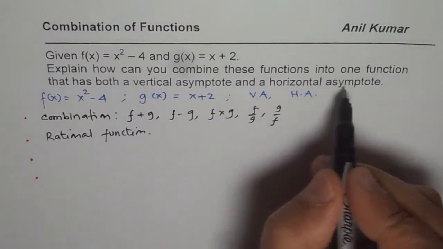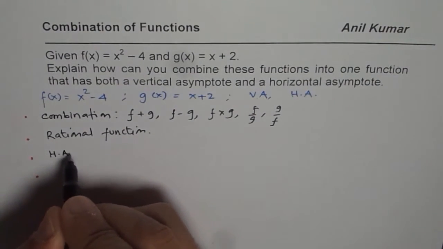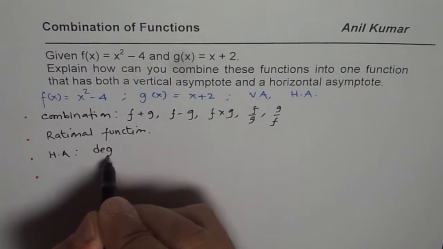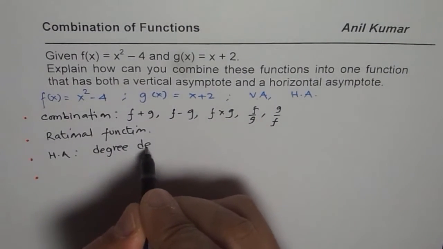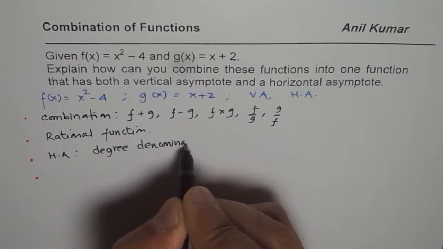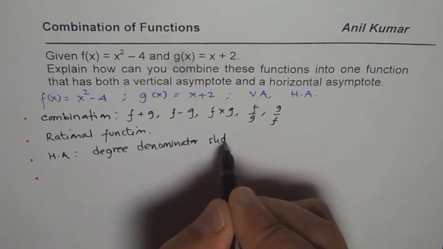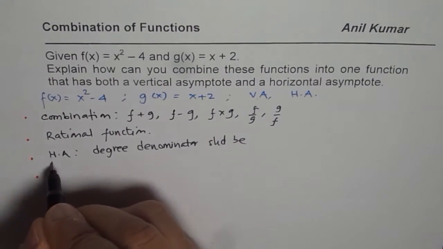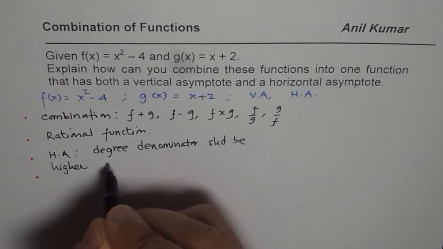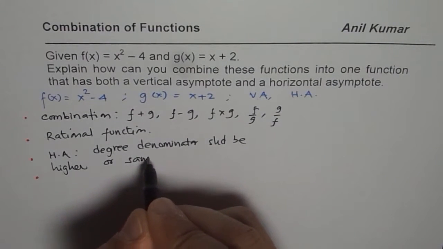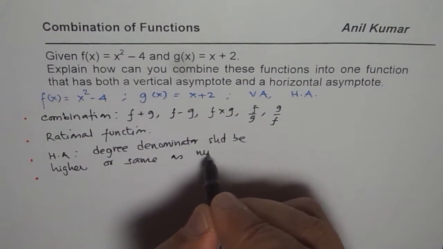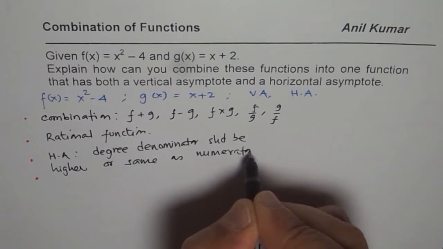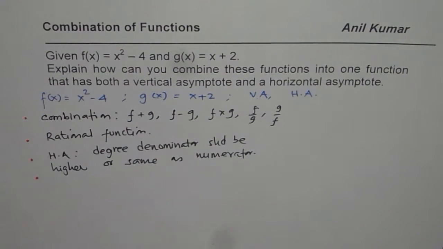Now, if you need a horizontal asymptote, then the degree of the denominator should be either higher, or the same as the numerator. Now that is key. That really helps us to find the function, right? So now, applying all these things which we know about, we can write down our function now.